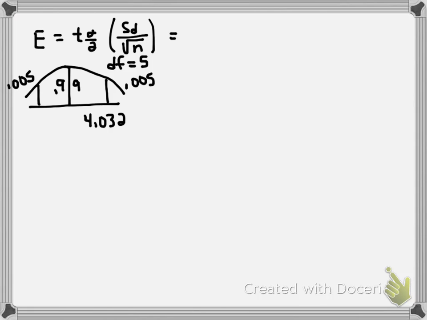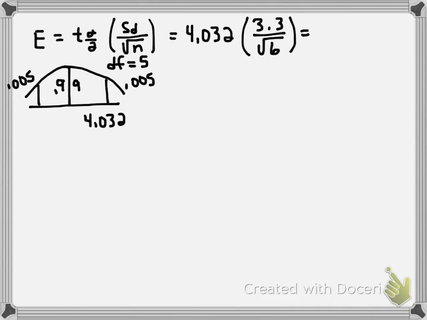So now we can start substituting numbers into the margin of error formula. The critical value we just found is 4.032. The standard deviation we found in part A, that was 3.3. The sample size is 6. And now we have to work that out, and we have to figure out where we want to round E.